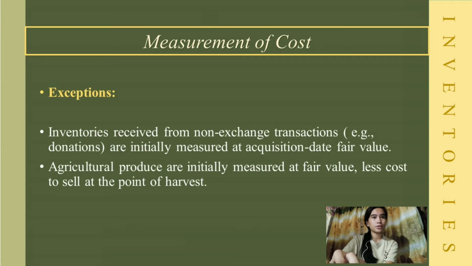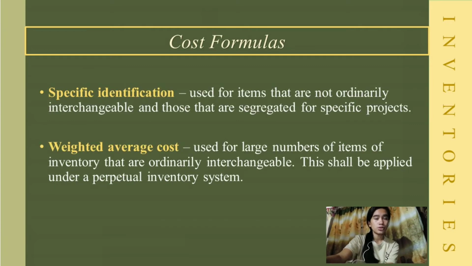We have here the exceptions, however, wherein inventories received from non-exchange transactions, or what you call donations, are initially measured at acquisition date fair value, while agricultural produce are initially measured at fair value less cost to sell at the point of harvest. So cost of goods sold and cost of inventories on hand are determined using the following cost formulas: the specific identification and the weighted average cost.